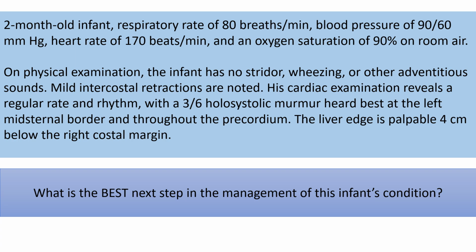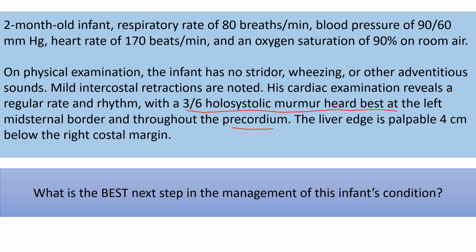This is a 2-month-old infant presenting with a respiratory rate of 80 breaths per minute, blood pressure of 90/60 mmHg, heart rate of 170 beats per minute, and oxygen saturation of 90% on room air. On physical examination, the infant has no stridor, no wheezing, and the lungs are clear. Mild intercostal retractions are noted. His cardiac examination reveals a regular rate and rhythm, with a 3/6 harsh systolic murmur best heard at the left mid-sternal border and throughout the precordium. The liver edge is palpable 4 cm below the right costal margin, which means hepatomegaly.